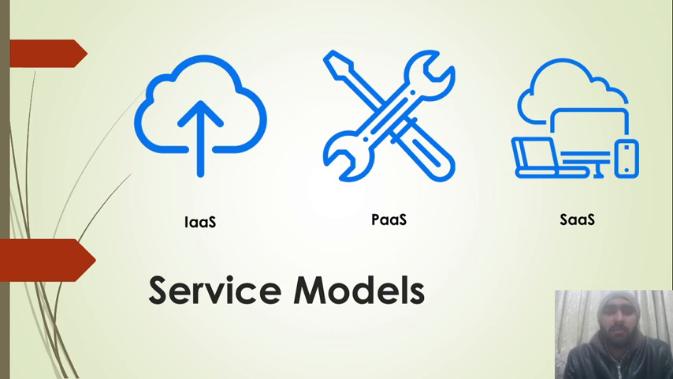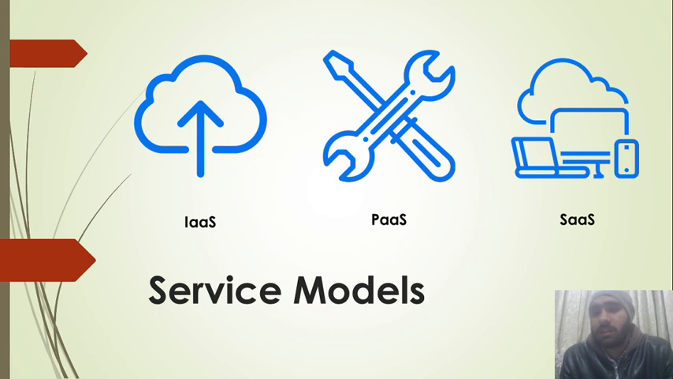PaaS means platform as a service. You don't have control over the architecture like infrastructure, because in IaaS you have all the control, but in PaaS you get it as software. They will define a platform for you. You have to come to that platform, upload your application, and deploy it on that platform. Things like architecture cannot be defined on PaaS.